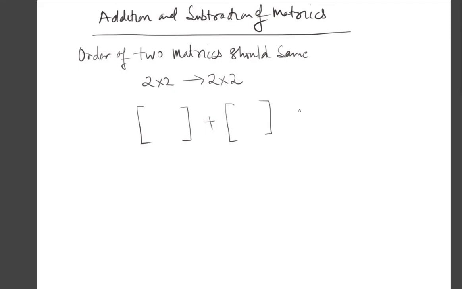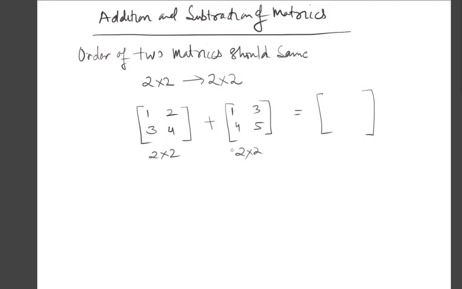So I'm putting two matrices and I'm planning to add them. I'm just randomly putting any numbers here. Now, what is the order of the first matrix? Can you quickly give me what's the order of the first matrix that I've written? 2 cross 2. So this is a 2 cross 2 matrix, and the second one is also a 2 cross 2 matrix.